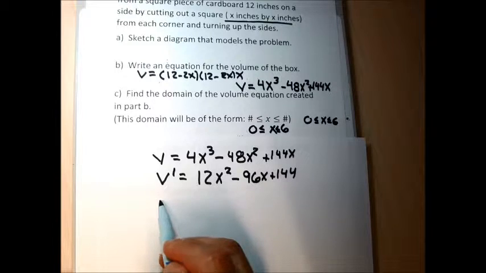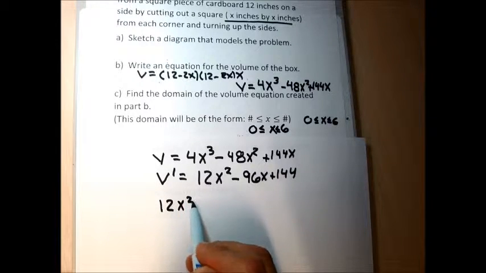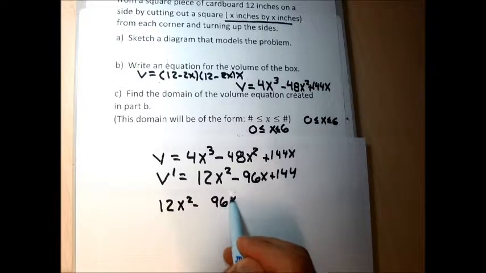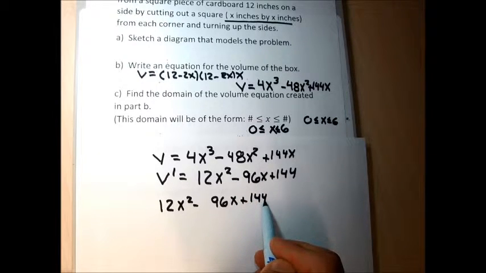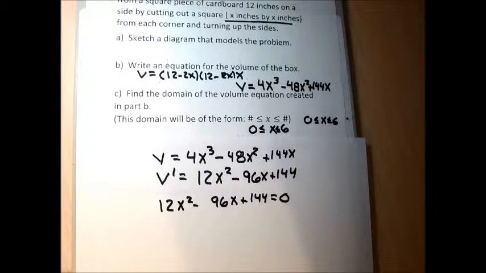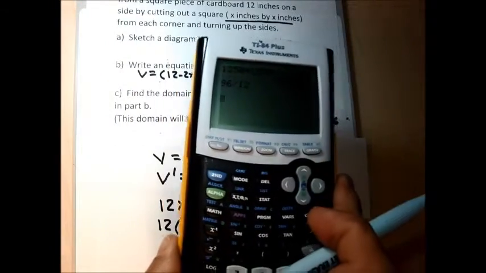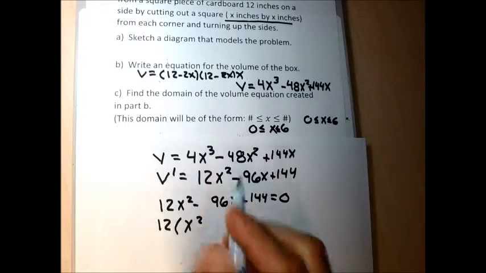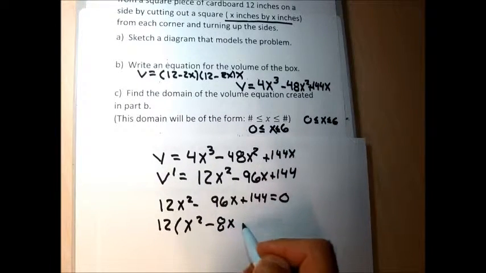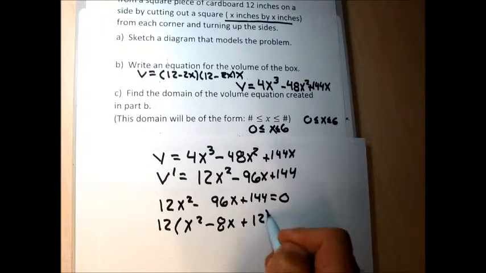Now I get the critical number. I'm going to go 12x squared minus 96x plus 144 equals 0. I think all these numbers are divisible by 12. I don't know that for a fact, but 96 divided by 12 is 8. So I'm going to factor out a 12. When I factor out a 12, I get a positive x squared, and then 96 divided by 12 is 8, so I'm going to get minus 8x, and 144 divided by 12 is 12.